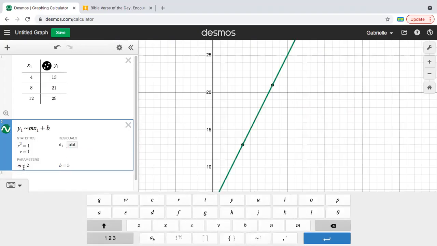Well, look, m stands for slope. So my slope is 2, my y-intercept is 5. And again, this is not on your formula chart, y1 squiggle mx1 plus b. If you're going to use this, it's something you need to memorize. All right, let's look at some more Desmos tips and tricks.